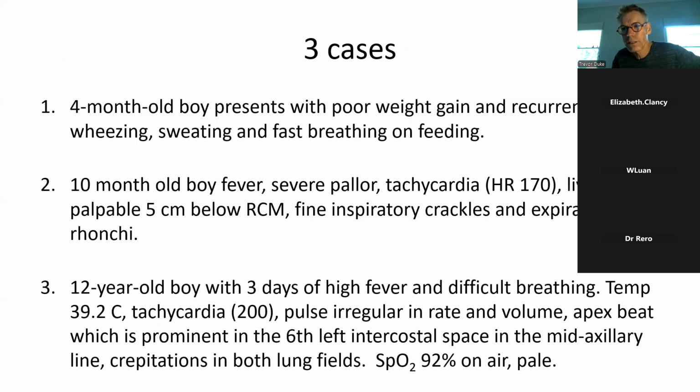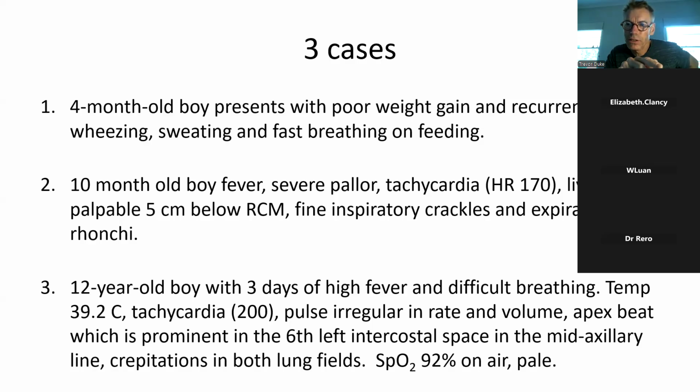Right. What I wanted to do today is just go through three cases, and they illustrate the different forms of heart failure that I have discussed. The first case is a 4-month-old boy who presents with poor weight gain and several episodes where he's presented to hospital with wheezing, and he's been treated for an acute respiratory infection, for pneumonia, on a couple of occasions. But over the last month or so, he's become more sweaty and had fast breathing on feeding, and is not failing to thrive just yet, but is really not feeding well. His mother says he's not feeding well.